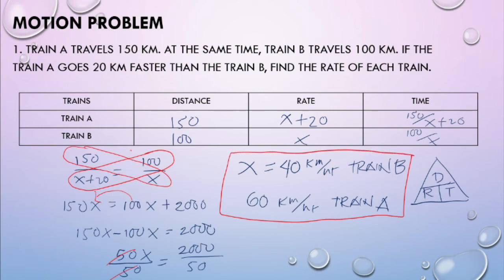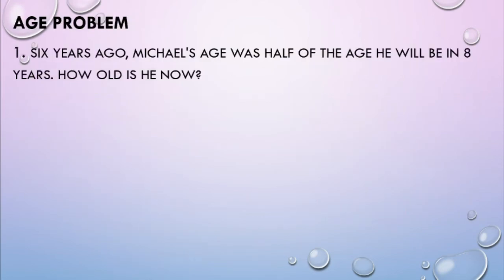Okay, next. So, this is the last problem. This is all about age problem. So, it says that 6 years ago, Michael's age was half of the age he will be in 8 years. How old is he now? So, we can let X be Michael's age.